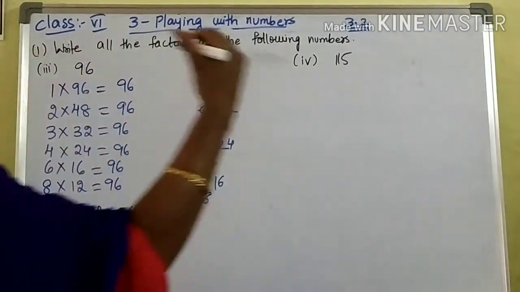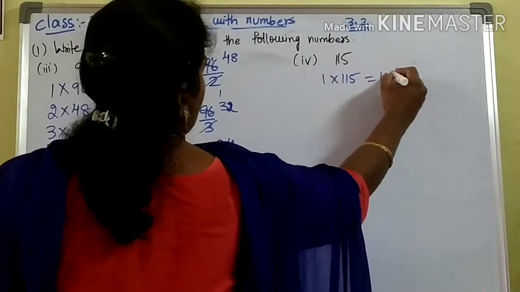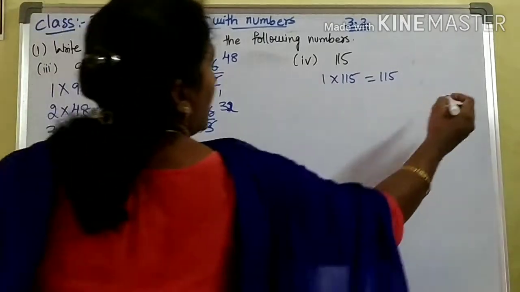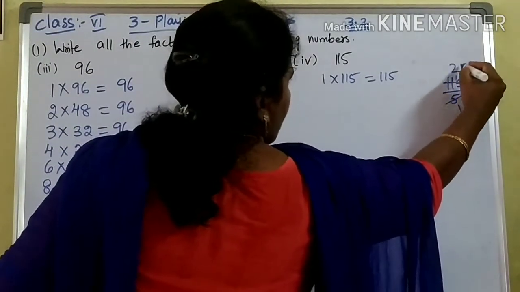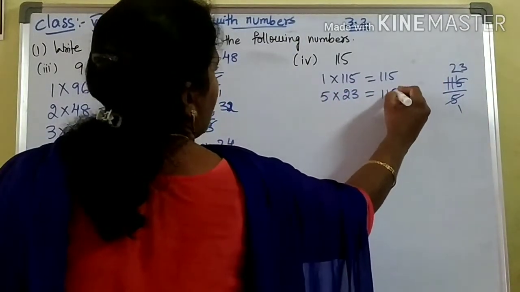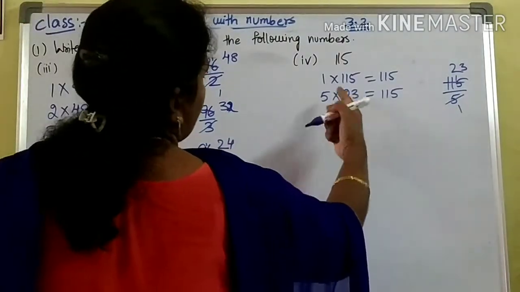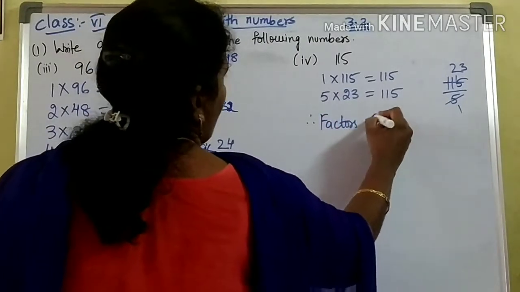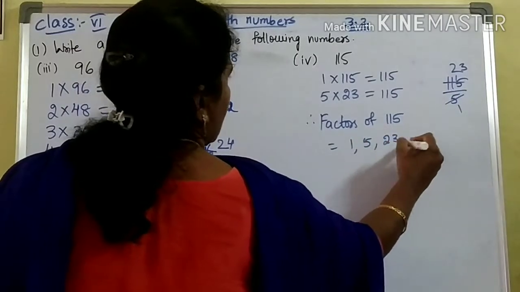Next 115. So 1 into 115 gives you 115. Right? And you know if the last ones digit is 5, it will go in 5 table. Now we will check with 5 how many times it will go. Okay? 5 2s are 10, 5 3s are 15. So 5 into 23 gives you 115. Any other factors for 115 children? No. Here because 23 is also a prime number. Therefore, factors of 115 are nothing but 1, 5, 23 and 115.